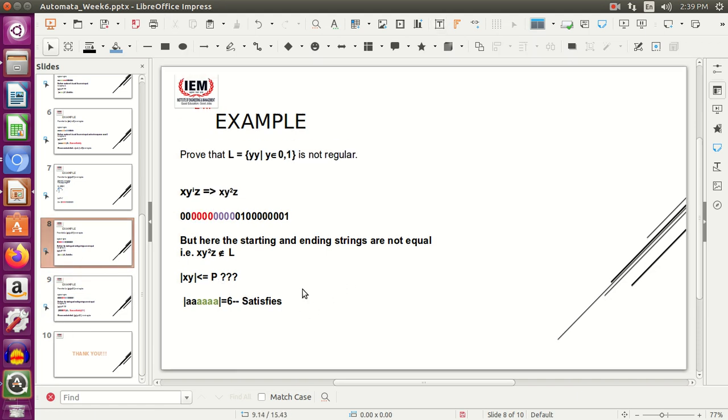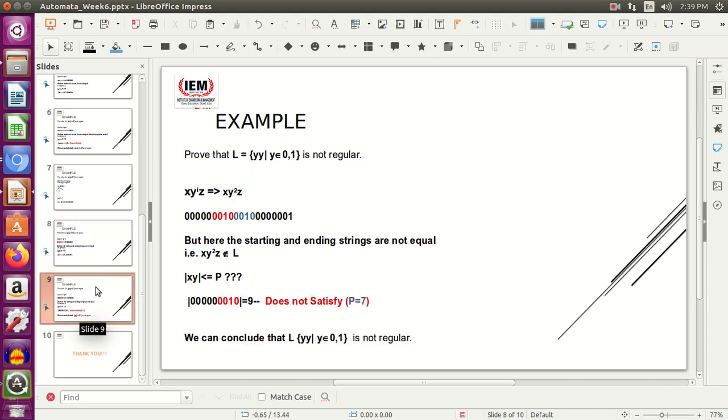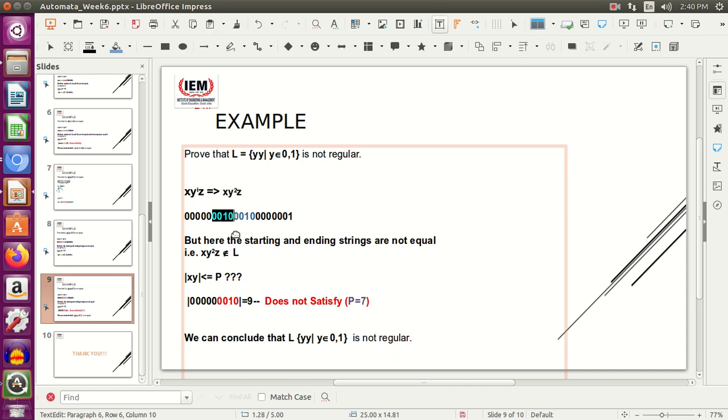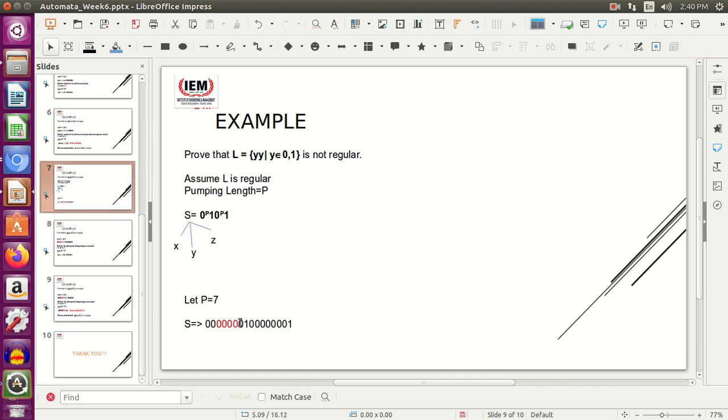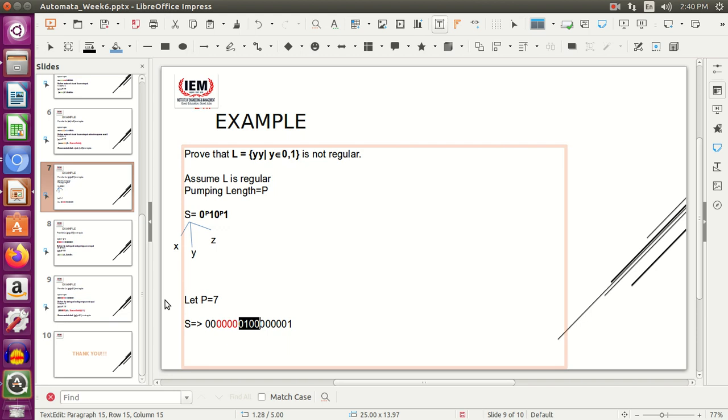So it satisfies. But what I told you was, do not stop by checking just one case. Go for some other cases, because y can be any portion of the string. So just take another y, like consider another case. Over here, this was my xyz, and this is the portion I have considered as y in my string.